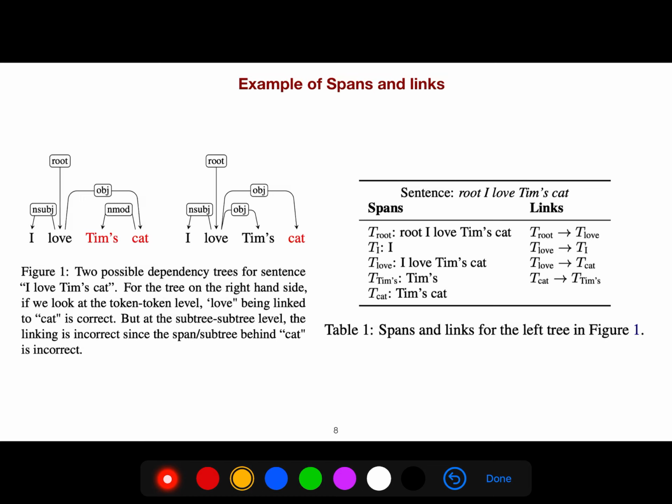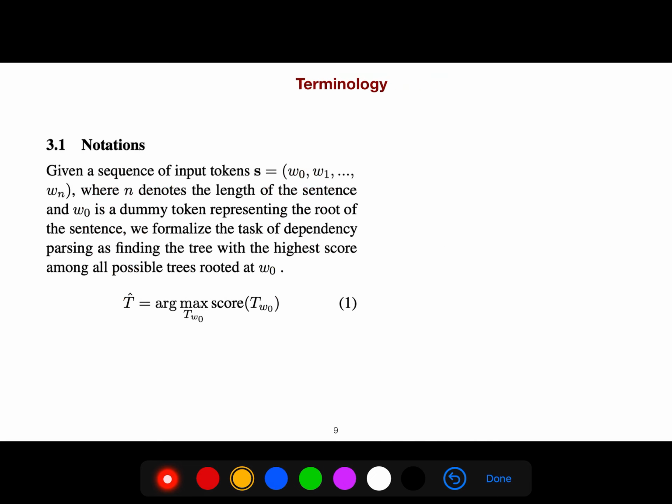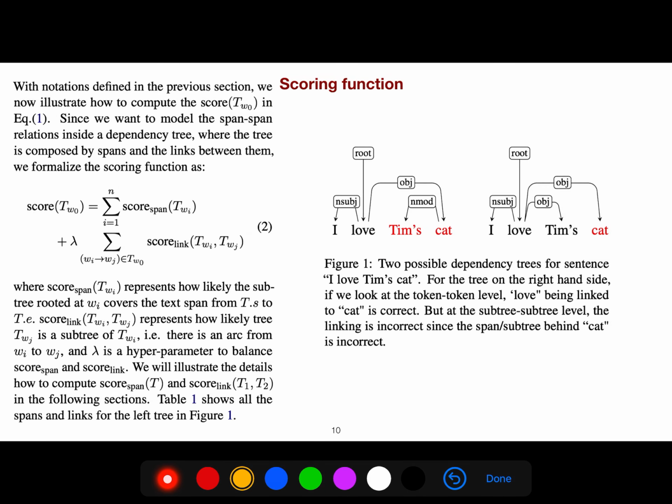Examples of spans and links, I talked about it. So each span has a root, and we put the root as the subscript. So these subscripts are the roots, and T is the span. So the span of this is related to the span of this. The span of this has a root, and the span of love has root love, and so you see how they are related. So we list all of them, and we are learning that. How do we learn that? So we say, what is the maximum score of this tree? We compute the maximum score.